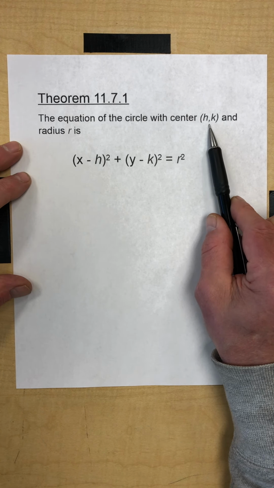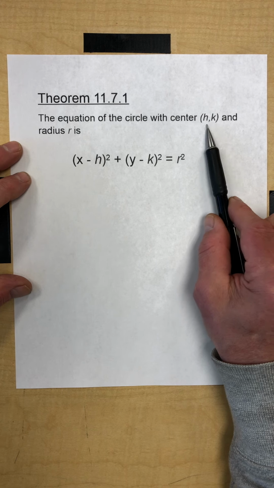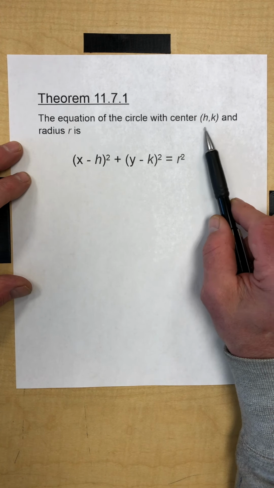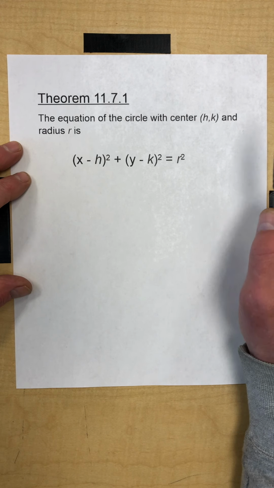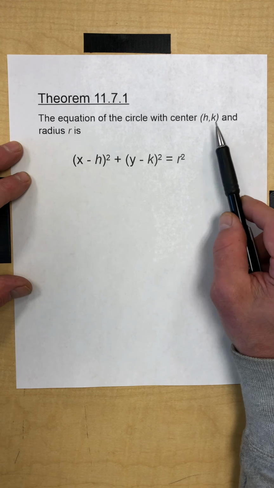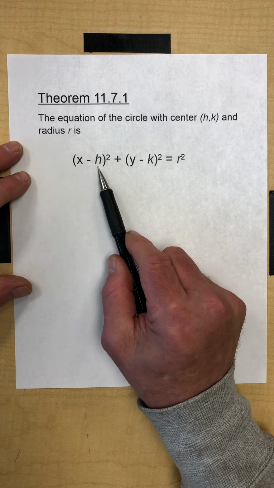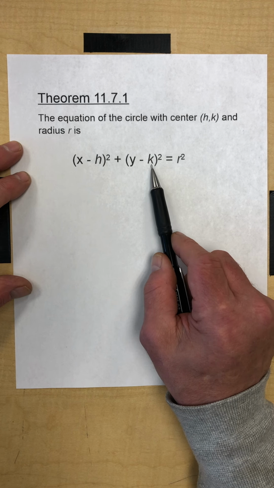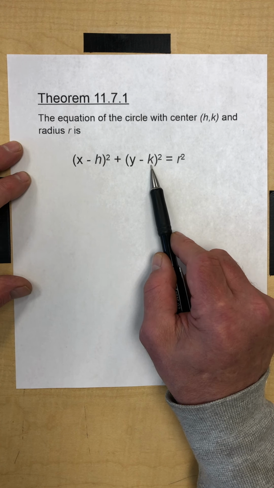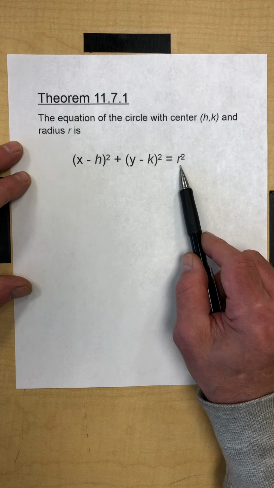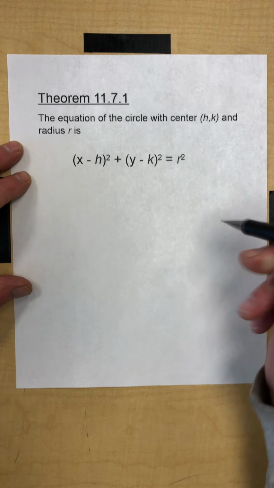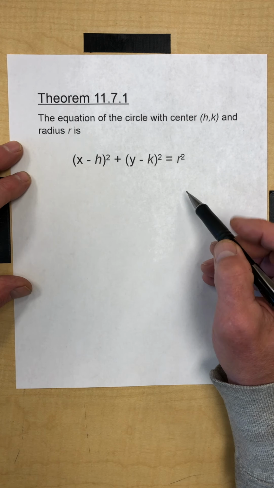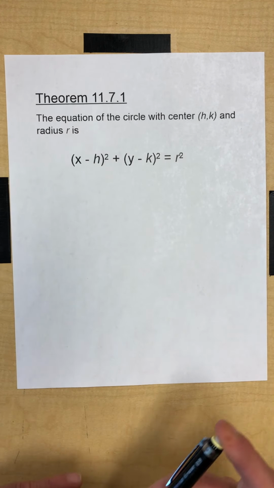So if the center is at (h, k), and remember we normally use h, k for the coordinates of the center of a circle, although that's not a law. You could use a, b, r, s, whatever you want. It doesn't make any difference. So it's x minus the x coordinate of the center, squared, plus y minus the y coordinate of the center, squared, equals the radius squared. Now the radius here would be the square root of radius squared.